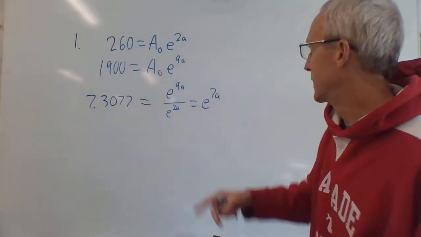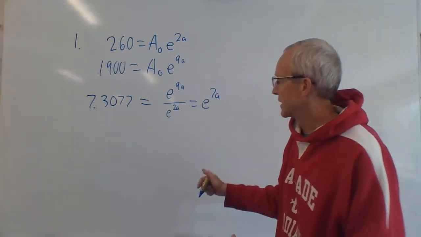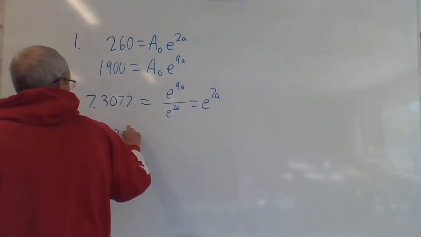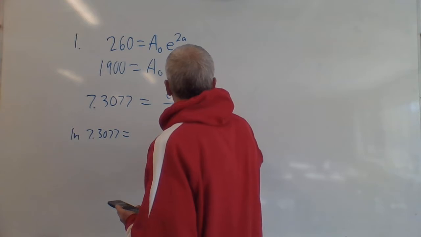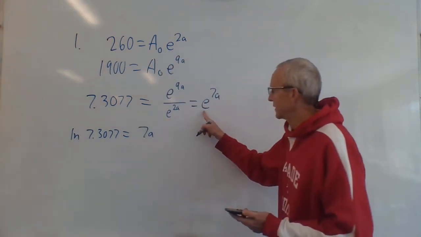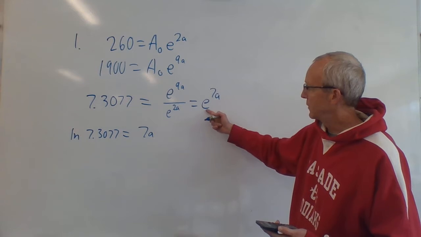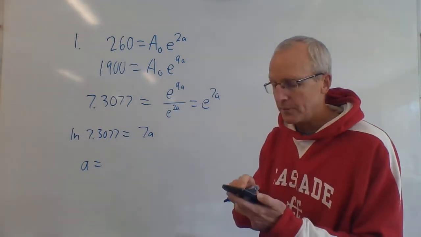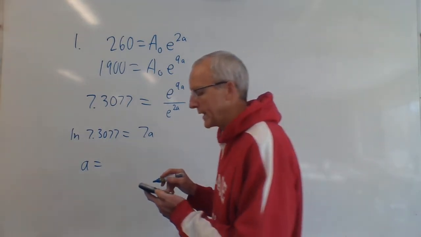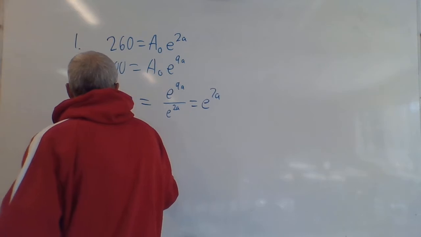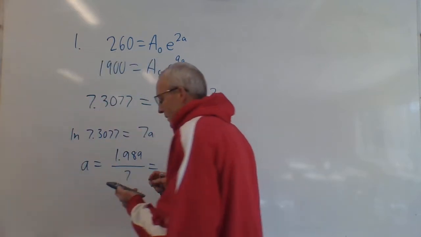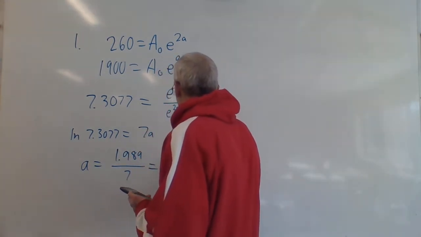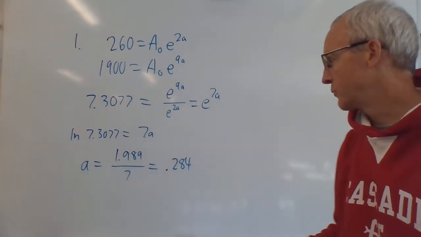Okay, now we got to get rid of this e because we want a. So you take the natural log of both sides. So the natural log of 7.3077 is equal to 7a, because natural log of e makes it go away. ln of e makes it go away, so 7a. Or a is equal to natural log of that divided by 7. So natural log of that is 1.989. 1.989 divided by 7. I get about 0.284. So our continuous growth rate is 0.284.